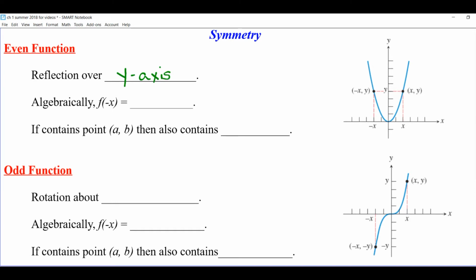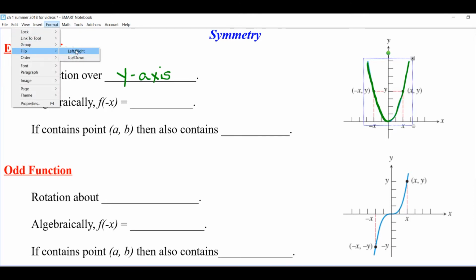To get a sense of that, this graph over here, this parabola, is an even function. I'm going to trace that parabola, and then we're going to take a look at what happens when we flip it. Choosing the parabola, we're going to flip that left and right. And then you can see that when I flip that, we get the same graph. So if you can fold along the y-axis and get the same graph, or if you think of it as the left and right sides of the y-axis are mirror images of each other, then that gives you an even function.